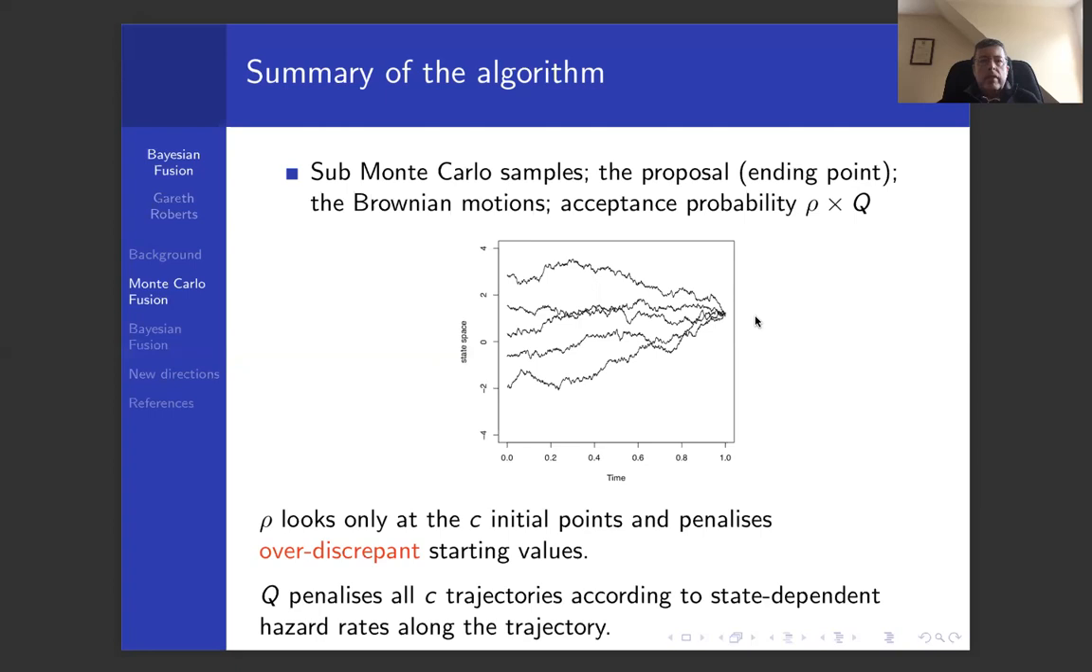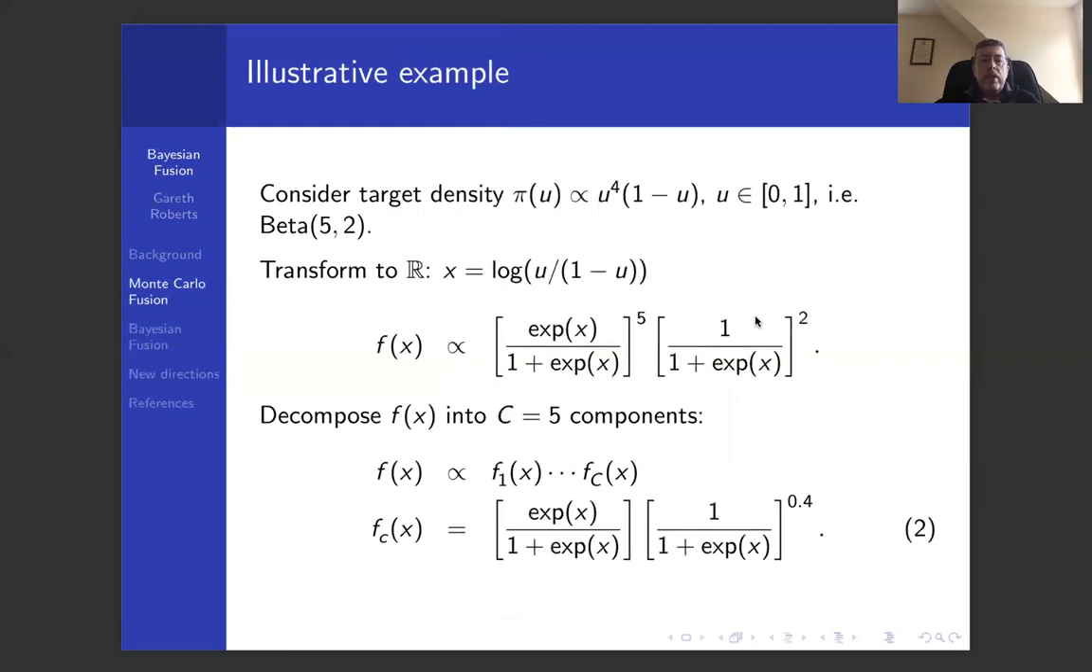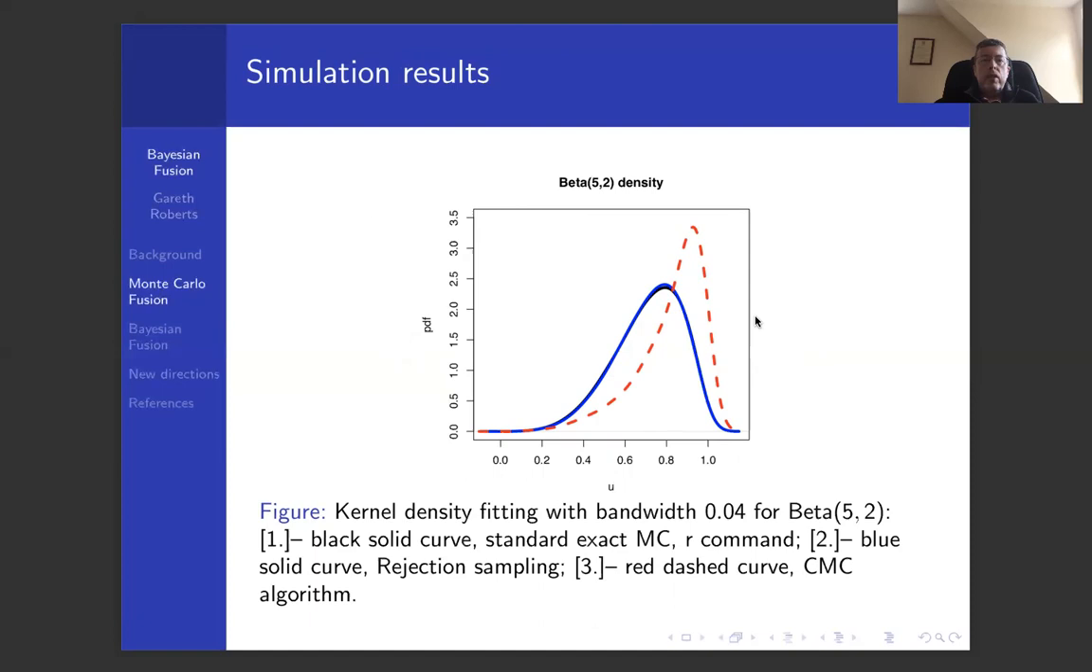So that gives a simple summary of how the algorithm works, and I'm now going to give an illustrative example. Suppose I have the following density, written in the middle there, given by F, and it's a simple toy example. I'm going to decompose this into the product of five terms as written there. And the simulation results that you get using the algorithm in this case are the following. The black curve, which you can't see very well because it's hidden by the blue curve, is the true density. The blue curve is what we get from Monte Carlo fusion. And interestingly, despite the fact that we have a fairly nice unimodal density here, the consensus Monte Carlo method gives quite a substantial bias. That's the one in the red dotted line.